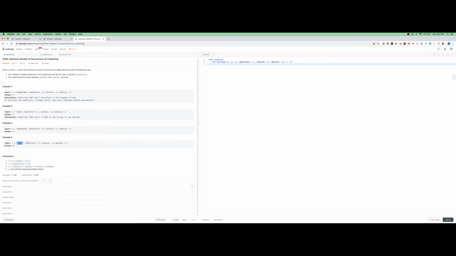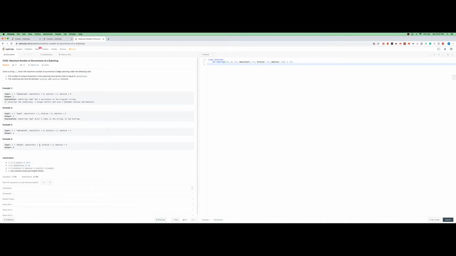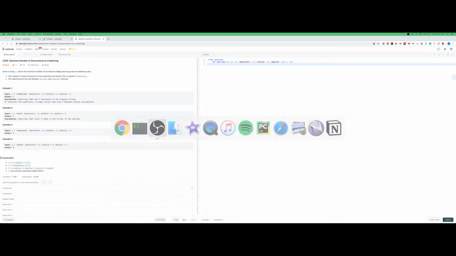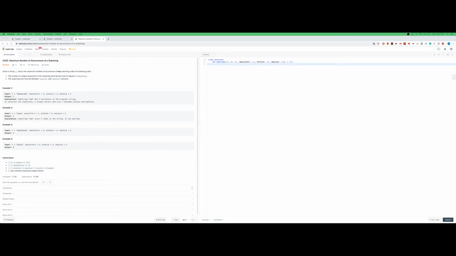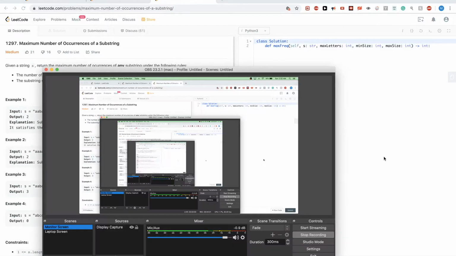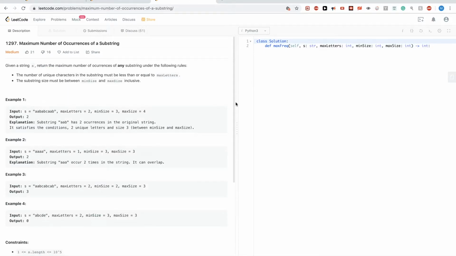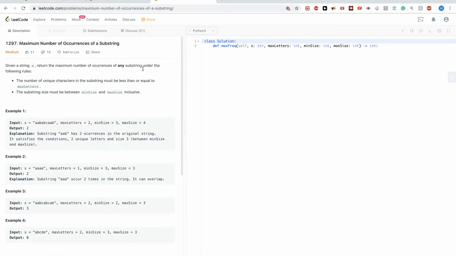For this here, max letters is 2, and the string must have size 3. There is nothing, well, we could take A, but then the size is less than 3, so it doesn't work. Okay, so now that we understand the problem, how can it be solved? Let's see how we can solve this problem.